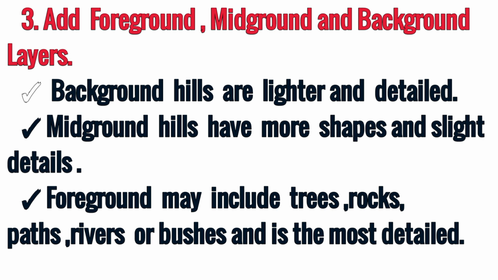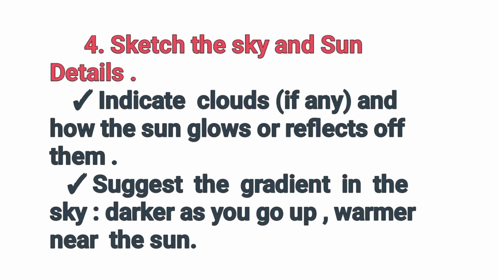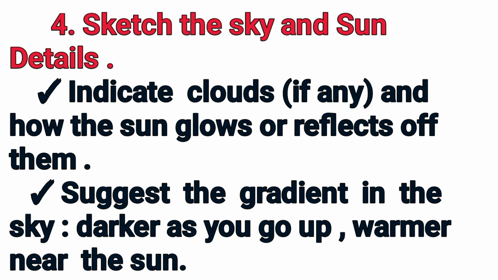Let's go to the fourth step. And the fourth step here, we are being guided to do what? To sketch the sky and sun details. Here, the first point, you indicate clouds, if any. If you want clouds to appear in your work, indicate clouds and show how the sun glows or reflects off them. Then suggest the gradient in the sky, that is darker as you go up, warmer near the sun. And I'll give you the colors that you are supposed to use in this area.